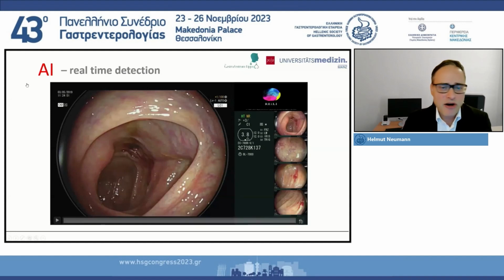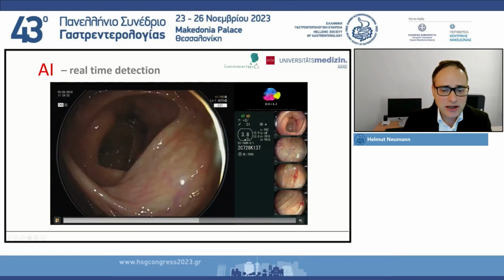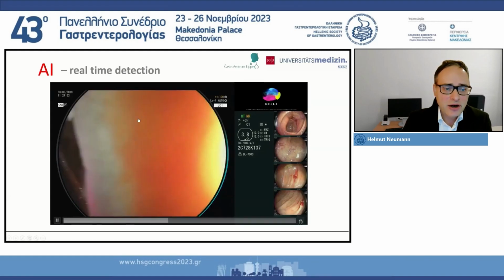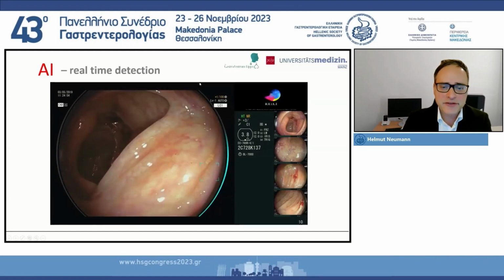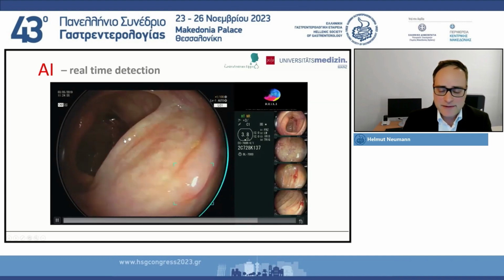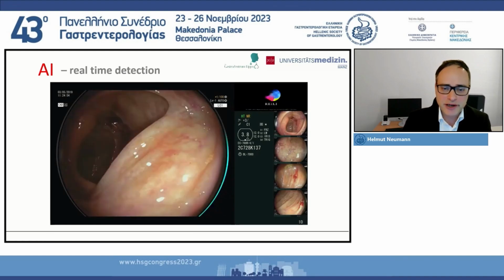So this is an example of how fast AI is. And we are here now in the ascending colon. You can visualize the cecum, the ileocecal valve here, and we are now returning the instrument. And I hope you can hear the sound as well, but there is a large lesion here. But I would say this is definitely a lesion which might be relatively easy to miss when we might not always concentrate so well during endoscopy.